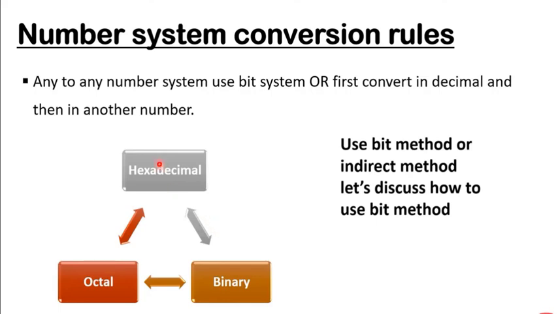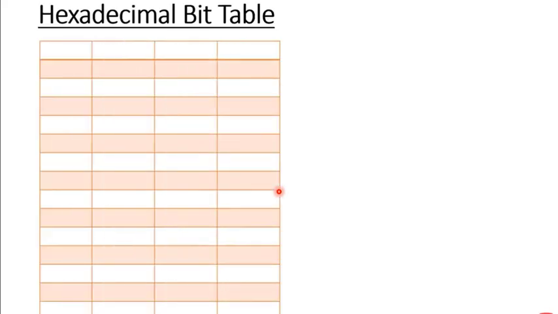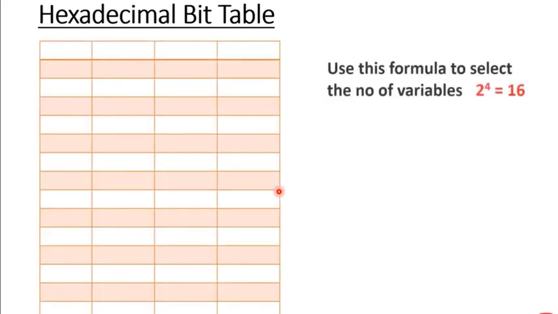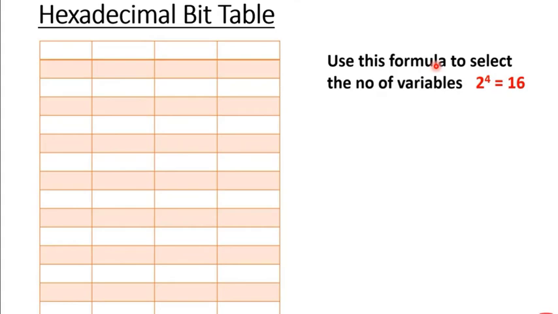The indirect method, let's discuss how to use the bit method. The decimal is not involved here. If you go from decimal to any number system, then you have to divide. From any other number system, then you have to use the bit method. So this is how to use the bit method. This is the table, and this is the formula.